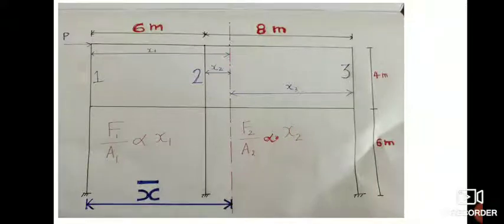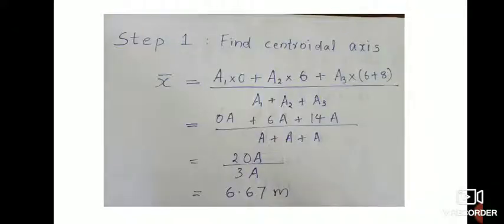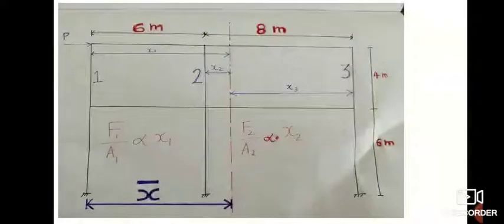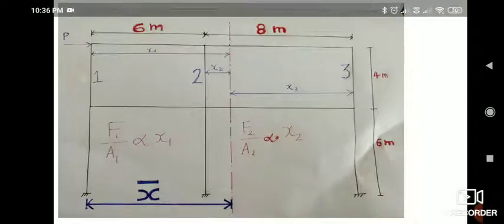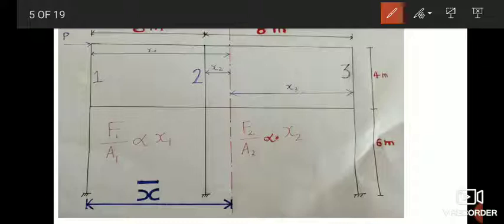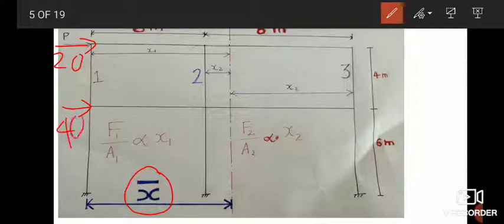For that, first we have to find the centroidal distance. So the first step is we have to find the centroidal axis. I have marked the centroidal axis as x bar in this figure. So you can see this x bar is the centroidal distance. The forces are marked below: 20 kilonewton here and 40 kilonewton here, and the distance is x1 here, then x2 here, x3 here, the distance of each column from the centroidal axis.